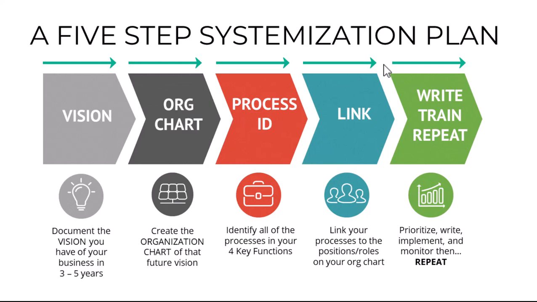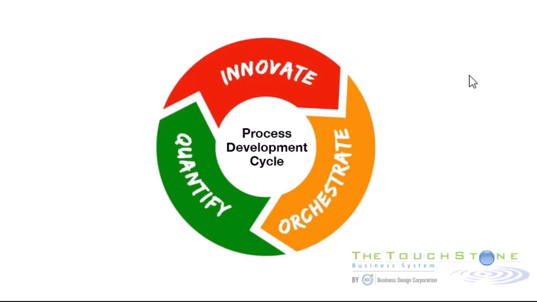They're going to happen in somewhere between 6 and 10 weeks. This final step, prioritize, write, train, repeat, that's an ongoing process that's going to happen for the life of your business. Your business is always going to be creating processes, because once you get all of your processes written, you're going to start innovating those processes. You're going to start changing them and orchestrating the changes and then quantifying them again. You're going to start looking at the efficiencies of all of your processes, and then you'll change those processes and retrain them or orchestrate them and quantify them again. This is just a cyclical thing. So this is the process development cycle.